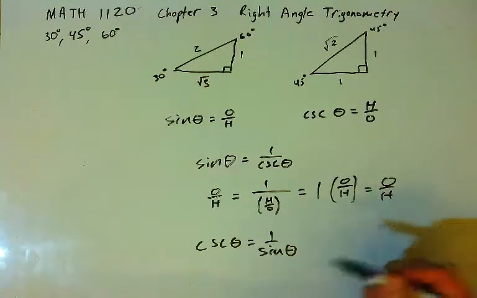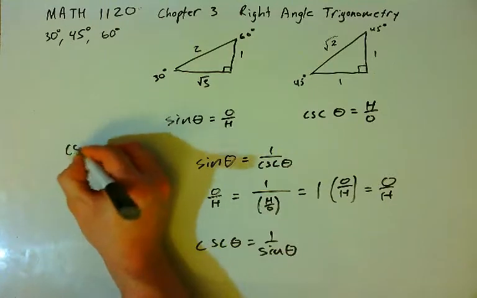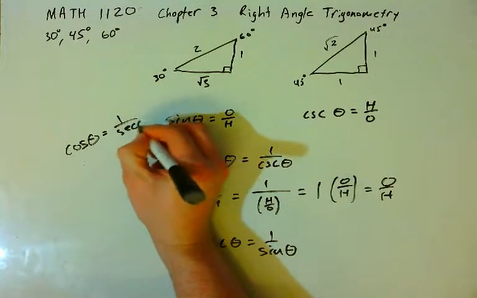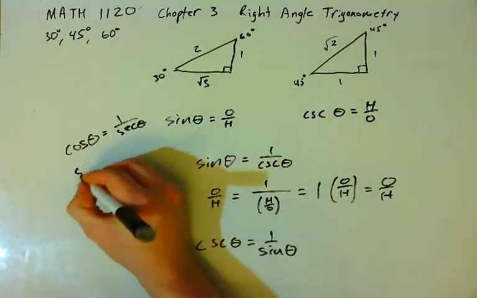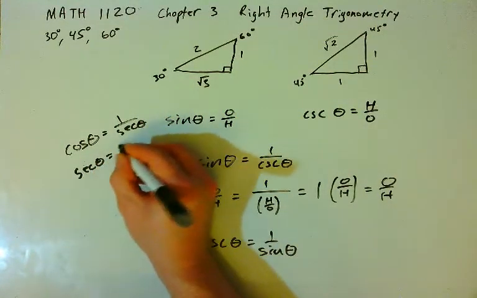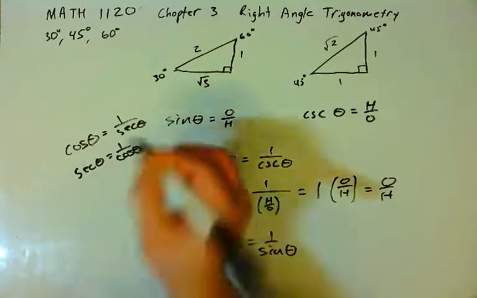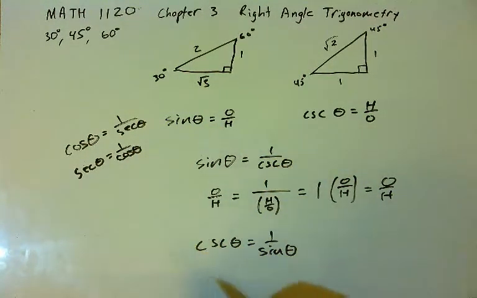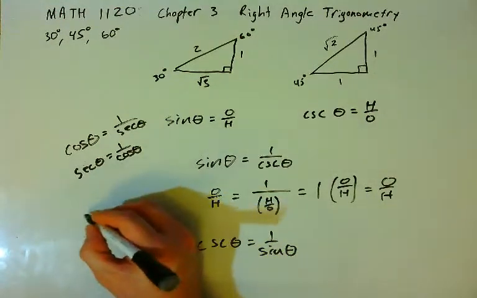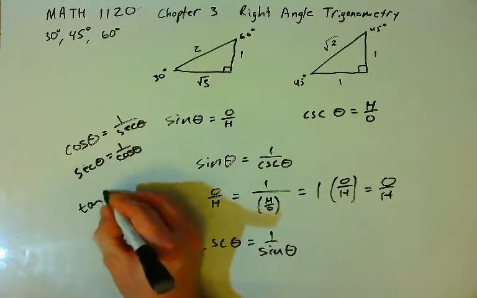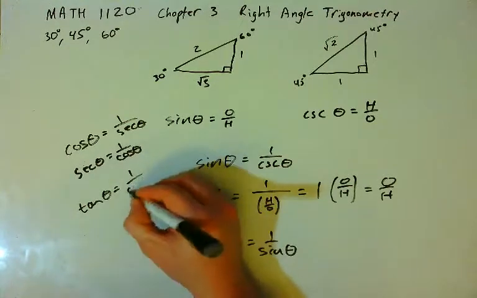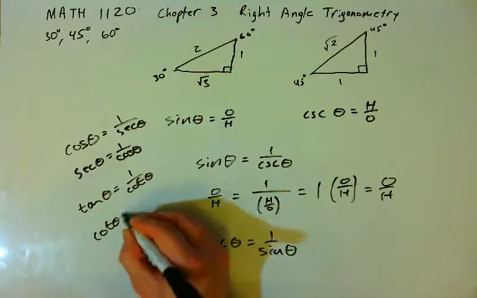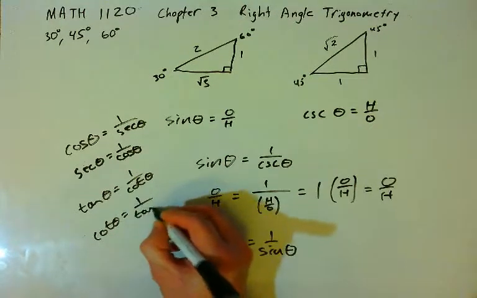And this is true for cosine theta is equal to 1 divided by the secant of theta, and that means that secant theta is equal to 1 divided by cosine of theta. And so again, if you want to know the secant of an angle, you take 1 divided by the cosine of that angle, and the same is also true for tangent. Tangent theta is equal to 1 divided by the cotangent of theta, and that means that cotangent of theta is 1 divided by the tangent of theta.